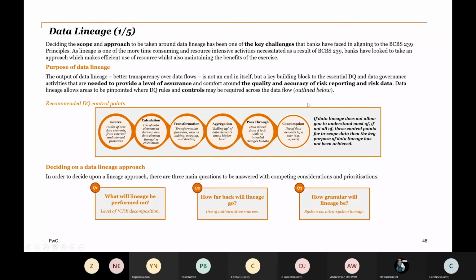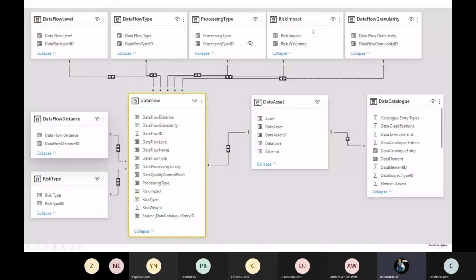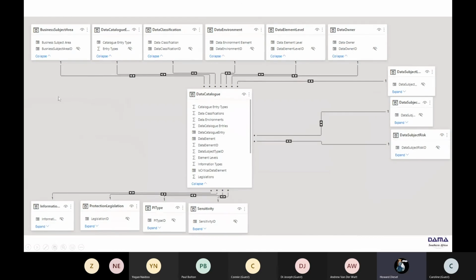All right. So this is now what I've done in terms of taking that Excel definition and building a Power BI data model. So we can see I've got a data flow and I've got the data catalog, and that's where almost my data assets are sitting. These are the list of the data assets, and then I've got all of this information: the flow level, the flow type, the processing type, the risk impact, and these are all the hierarchies that we use to join that element up. And this is a breakdown now of my data assets.